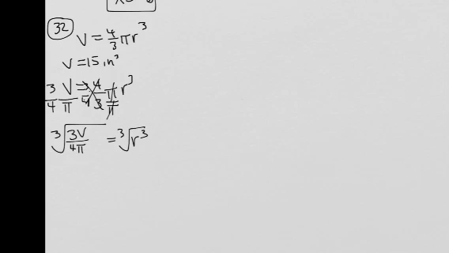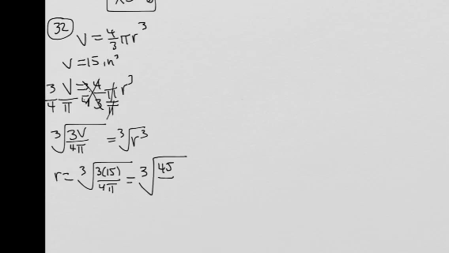So cube root of both sides. So that means that r equals the cube root of, now they want you to find the r when v is 15. So 3 times 15 divided by 4 pi. So I've got the cube root of 45 over 4 pi. Okay, so this would be the exact answer right here. And the unit is inches.